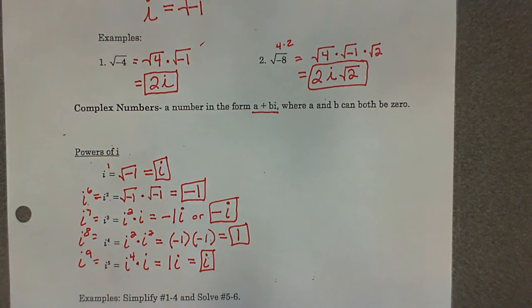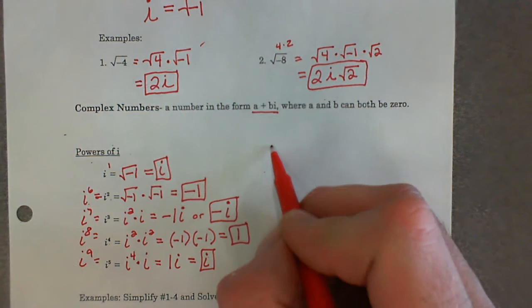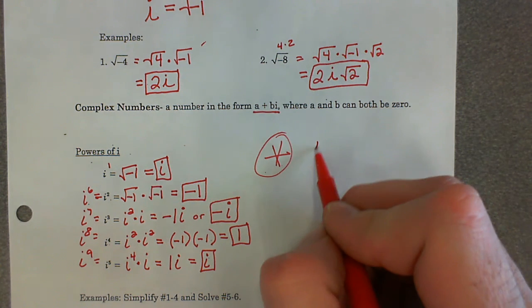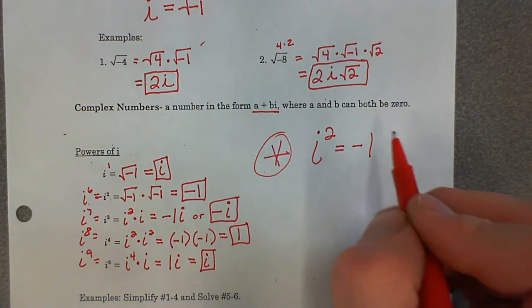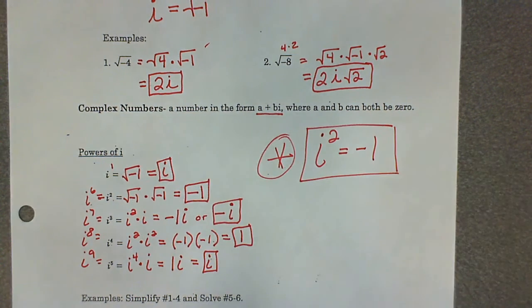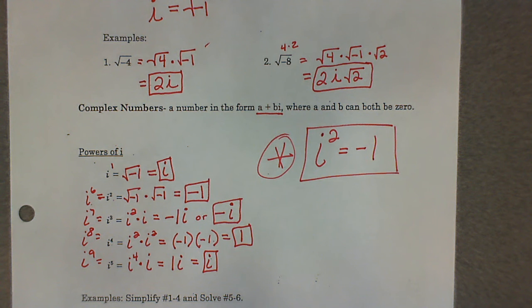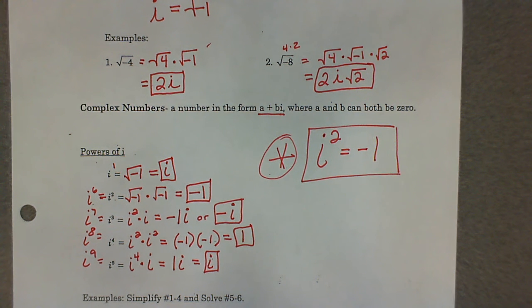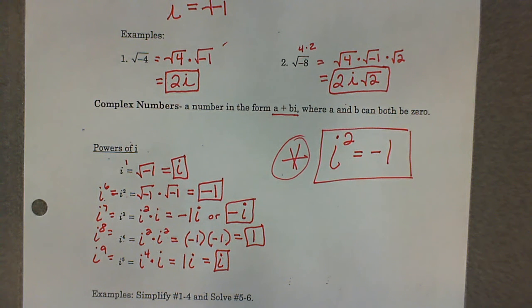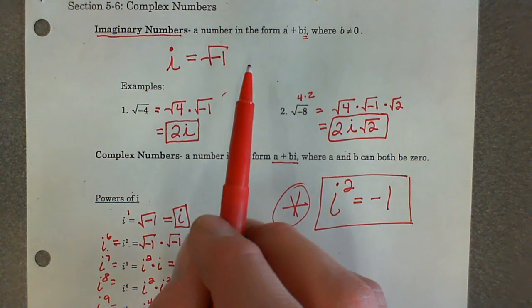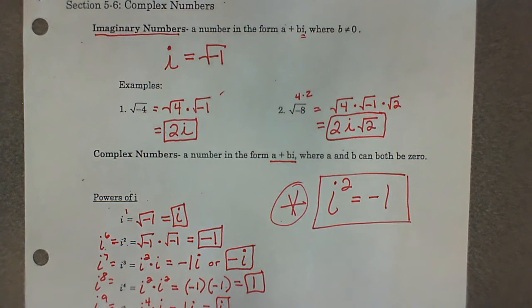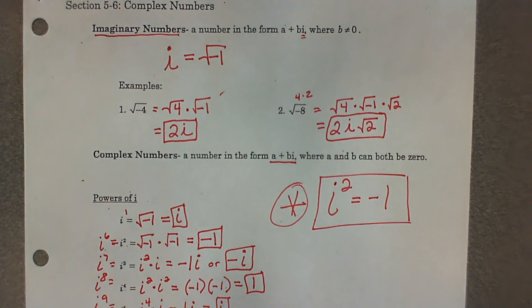Really, the main one that you should know, most important, really important, is that i squared equals negative 1. We will be using this a lot. Okay? Very important that you know that i squared equals negative 1. Probably the most important part, other than the square root of negative 1 equaling i. Okay? So we're going to go do some examples of number manipulations and we'll be done.